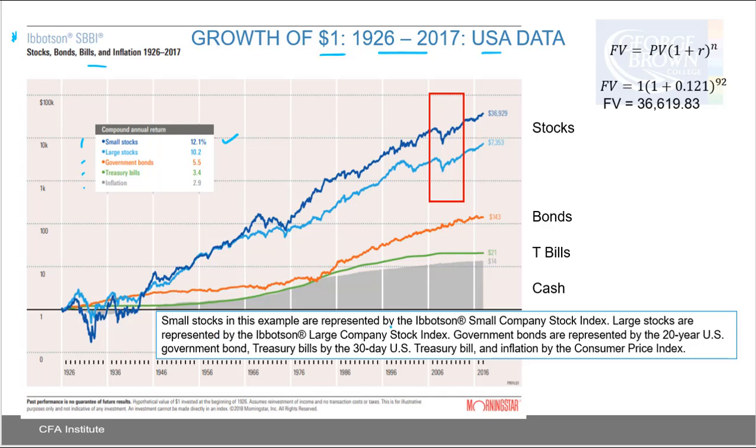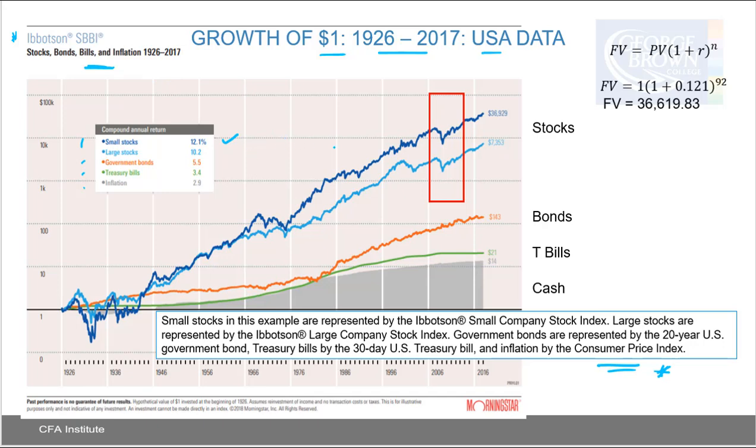So small stocks in this example are represented by the Ibbotson Small Company Stock Index. Large stocks are represented by the Ibbotson Large Company Stock Index. If you want more information, you can Google search. Government bonds are represented by the 20-year U.S. government bond, treasury bills by the 30-day U.S. T-bill, and inflation by the Consumer Price Index, which is something that we looked at in the chapters on economics, okay? So again, if you Google search Ibbotson SBBI yearbook, you can usually find a PDF for this publicly on the internet, okay?